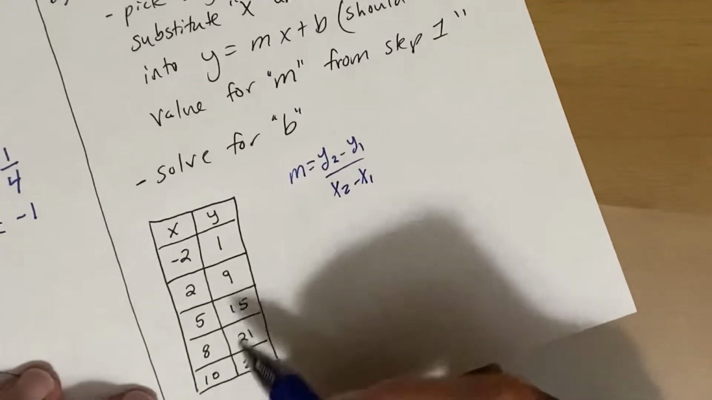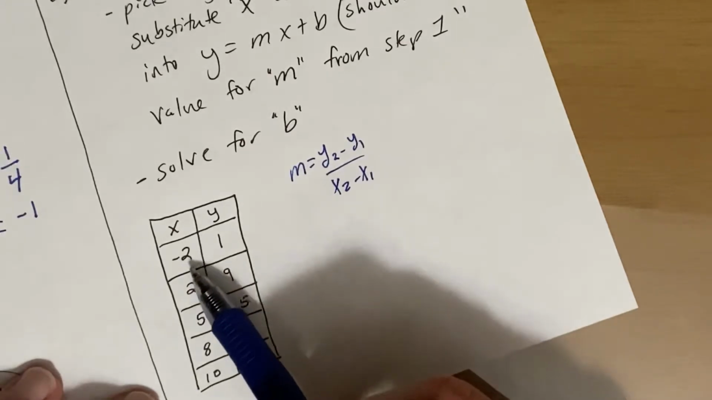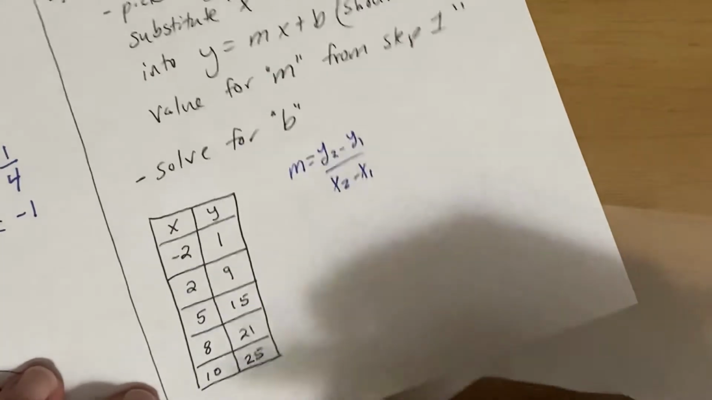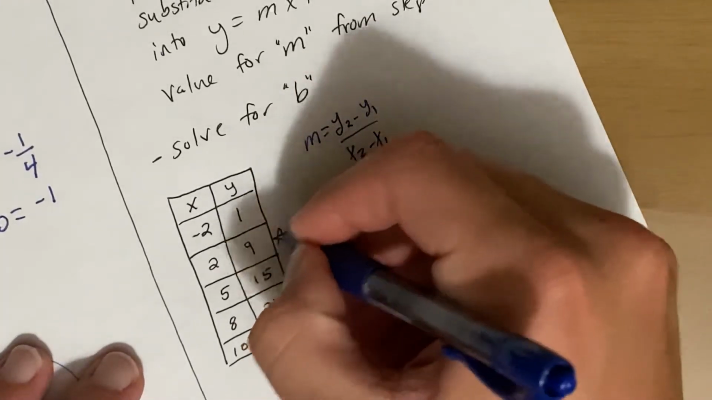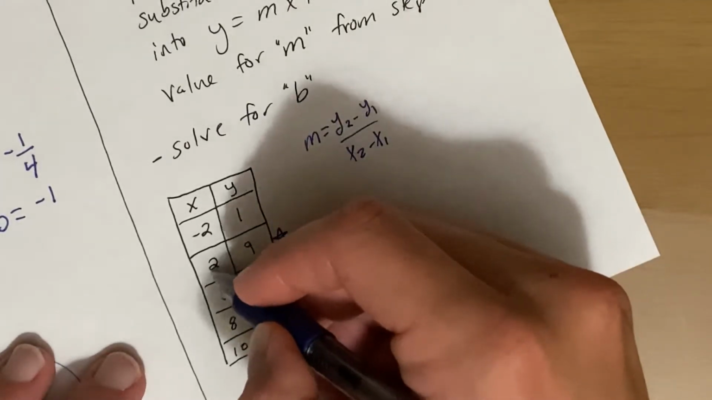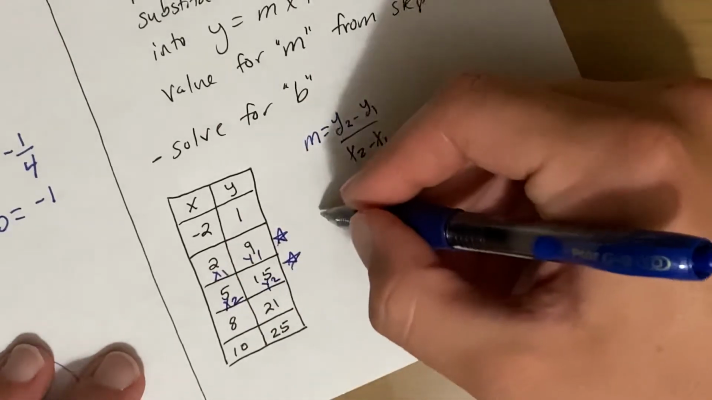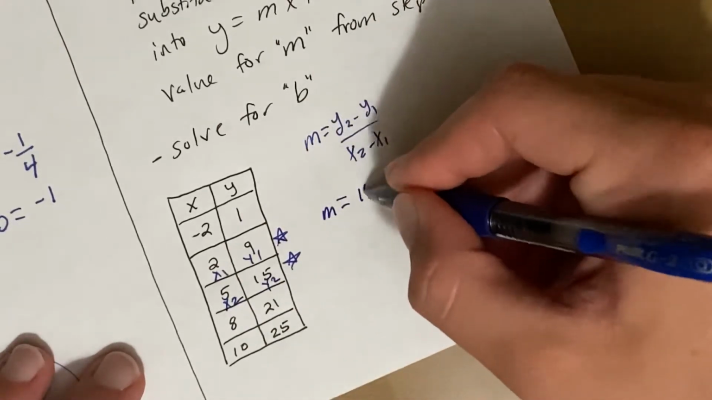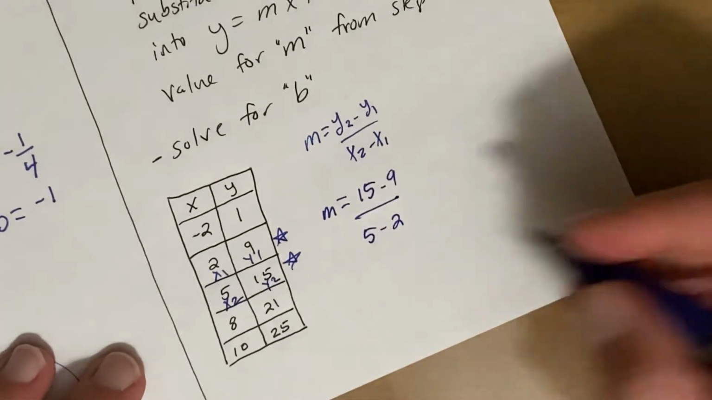Okay, so right here I can pick any two of these points I want. Well, I'm probably not going to choose that point just so I don't have to work with a negative. If you like working with negatives, you can choose that if you want. Okay, I'm going to choose this point and this point. I could have chosen any two I wanted. So let's call this x1, y1 and x2, y2. Okay, so I have m equals 15 minus 9 over 5 minus 2.